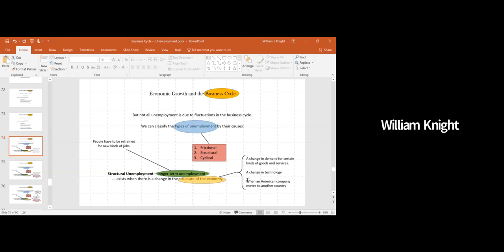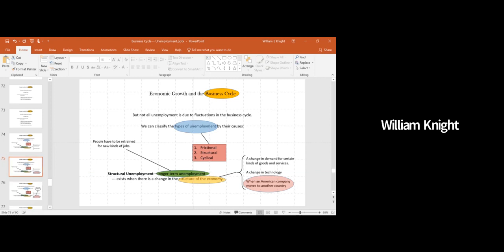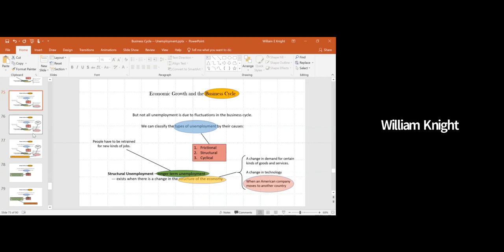Now, a final change in the economy would be when an American company moves to another country. Take a picture frame manufacturer in North Carolina, for example, producing picture frames made out of wood. They might move to Mexico. Why? Well, there's going to be cheaper labor in Mexico. It may be also cheaper resources. The wood may be cheaper. There may be better access to the resources or whatever it is. The rent on the factory may be lower.